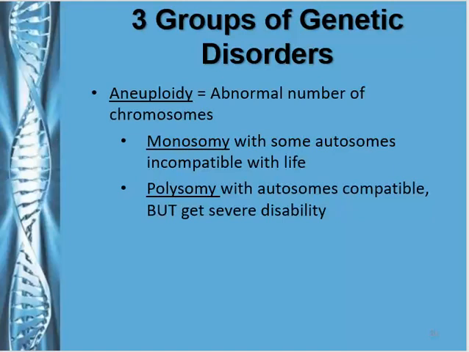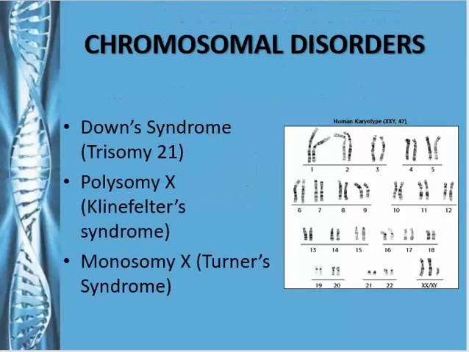So we can have abnormal number of chromosomes. Monosomy is when you only have one copy of the pair. Polysomy is when you have more copies of the pair. Most monosomy is incompatible with life. They don't even develop as a fetus. So some typical chromosomal disorders would be Down syndrome, Klinefelter syndrome, Turner syndrome, right?